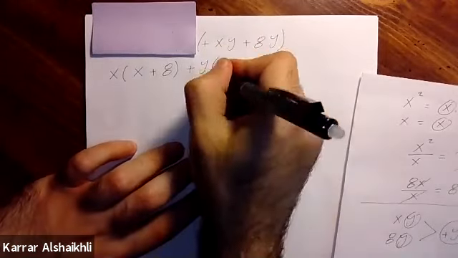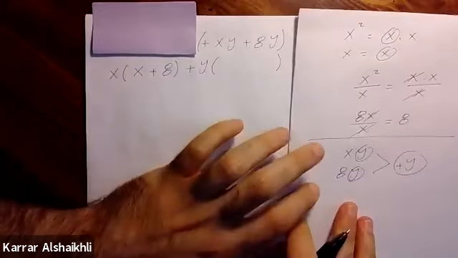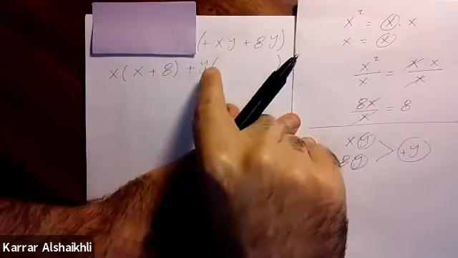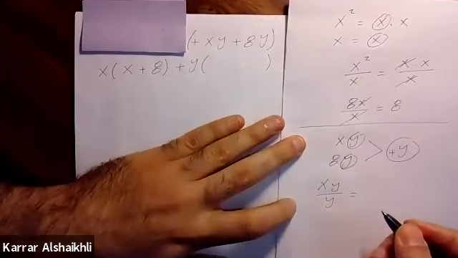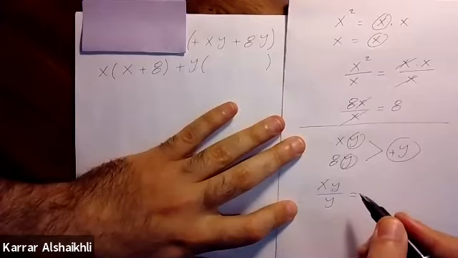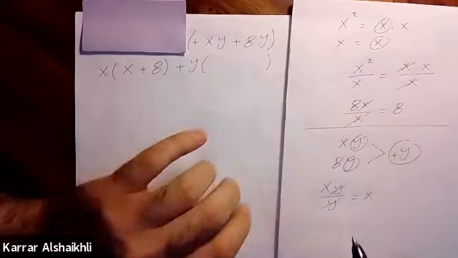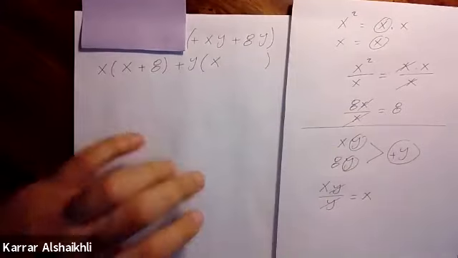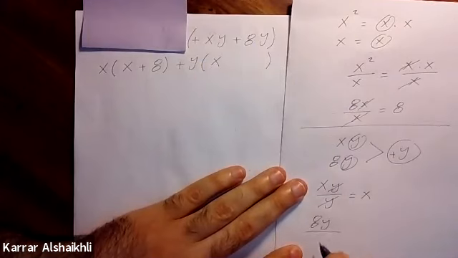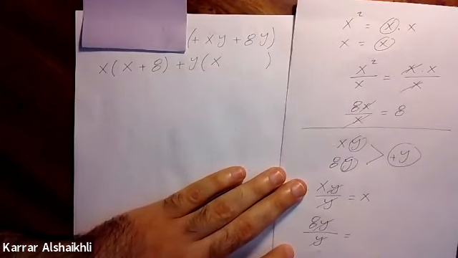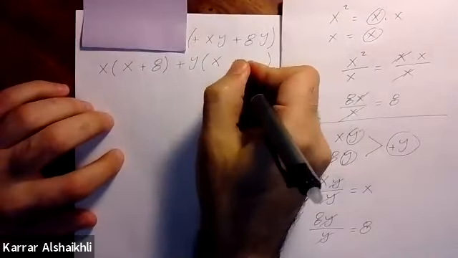Now we're going to write down the leftover here. How are we going to do that? xy divided by y. What's the leftover? X. Because you can cancel the y, so the leftover is x. I'm going to write down x. Now 8y divided by y. You're going to cancel the y. What's the leftover? 8. It's positive. Yes. That means it's going to be plus 8.